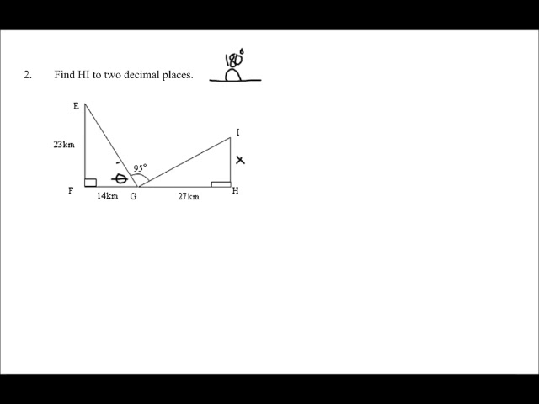So in this triangle, what are we going to use? What do we have? Tan. We have the legs of the triangle, not the hypotenuse.